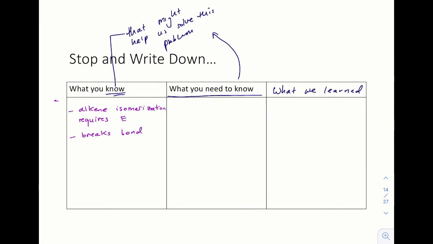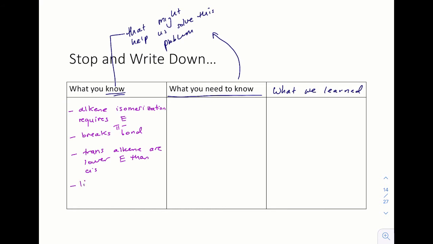You may have written down that alkene isomerization requires energy. You may have written down that alkene isomerization breaks the pi bond. You may have written down that trans alkenes are lower energy than cis alkenes. Now, remember, we don't exactly know what is going to be relevant about what we know, but if we think it might be helpful, let's just write it down.